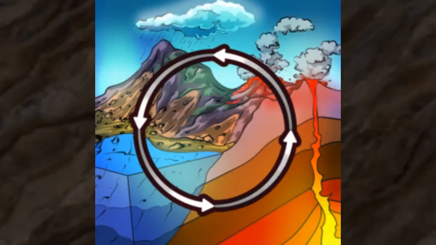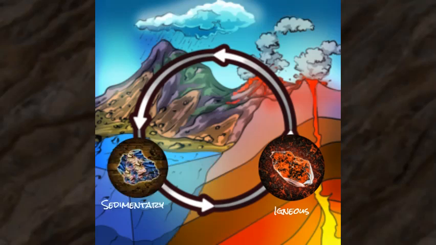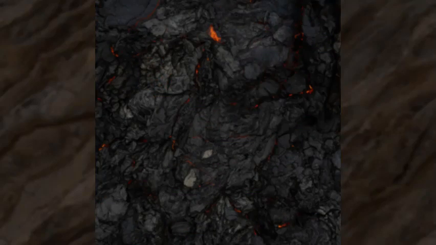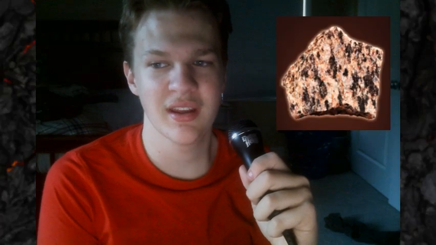There are three main types of rocks: igneous, sedimentary, and metamorphic. Igneous rocks are formed from the cooling of magma and lava and are classified differently depending on where they formed. If a rock formed from magma underground, it is called an intrusive igneous rock. If a rock formed from lava on the surface, it is called an extrusive rock. The main types of intrusive rocks in Minnesota are gabbro, anorthosite, and granite. The main types of extrusive igneous rocks found in Minnesota are basalt and rhyolite.